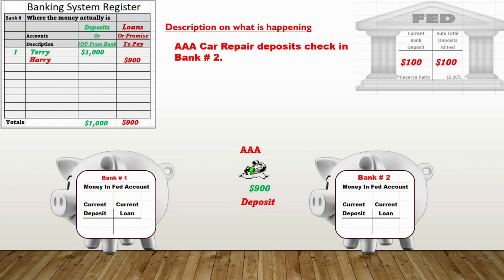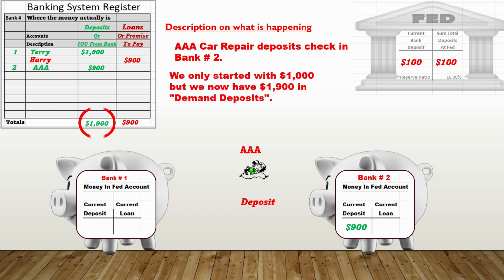AAA car repair deposits check in bank number 2. The banking system now has a $900 deposit. Now something is really strange. Can you see it? We only started with $1,000, but we now have $1,900 in demand deposits. Where did this extra $900 in deposits come from? How can this be? You are now starting to see how our banking system magically creates demand deposits.